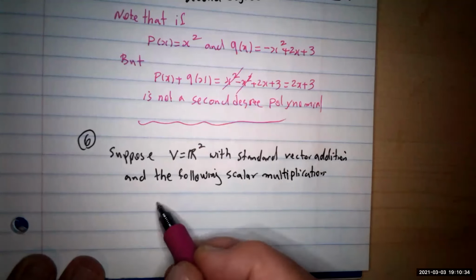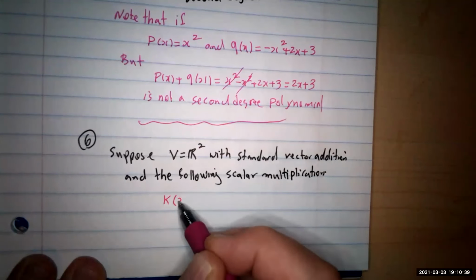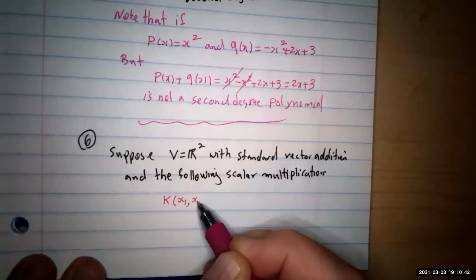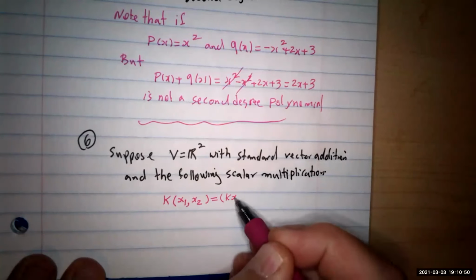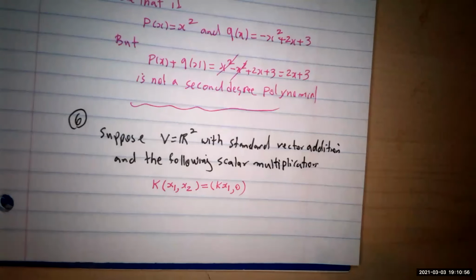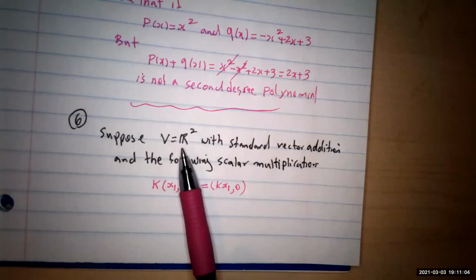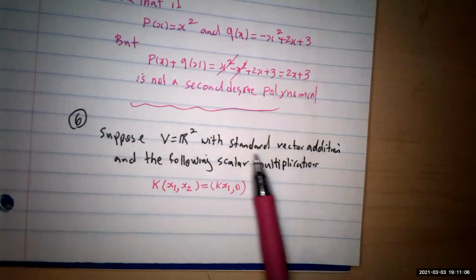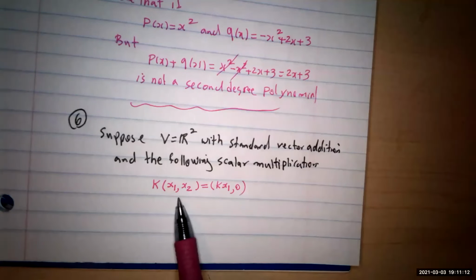They say if you have C as a scalar, or K as the scalar, and you want to multiply by a member of your set. The usual one is you write Kx1, Kx2, but they give you this one: Kx1, comma 0. So that's a suggestion. You have all the points in the two-dimensional space, R2. Addition is as usual, you just add the coordinates together. But for scalar multiplication, they introduce this one.